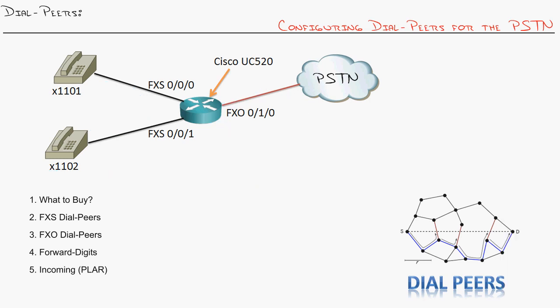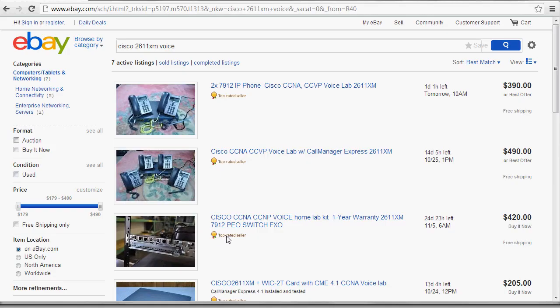So how do you do it and what do you buy and all that kind of stuff? Well, let me give you the flyby scoop on that. If you want to buy just a lab environment, I would really suggest a 2611XM. It's really cheap. This guy is trying to rake somebody over. That is way too much money for a Cisco 2611.